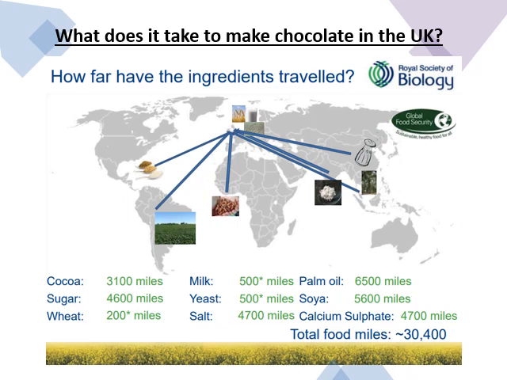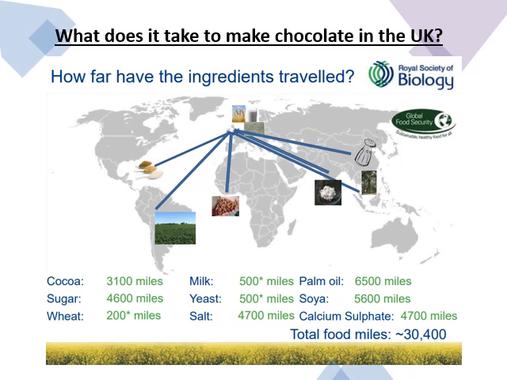Then sugar, but we could grow sugar here, but they're saying it's coming from 4,600 miles away. Wheat, 200 miles, milk 500 miles. So you can see those ones are more in our country. So we can grow wheat. We have milk in our country. We can source the yeast.